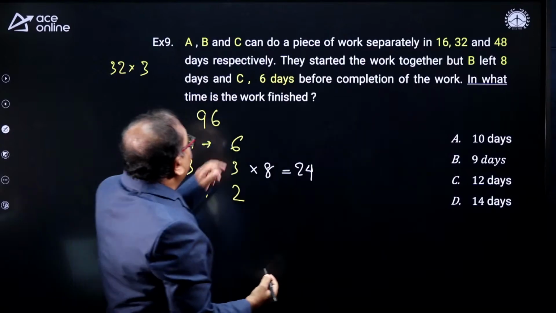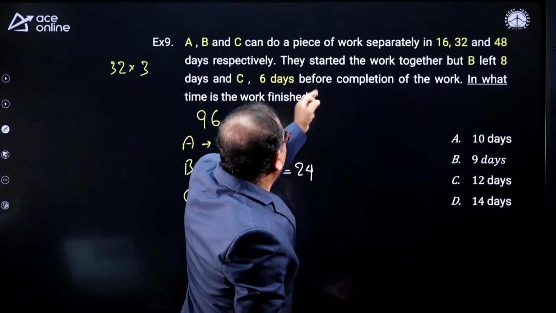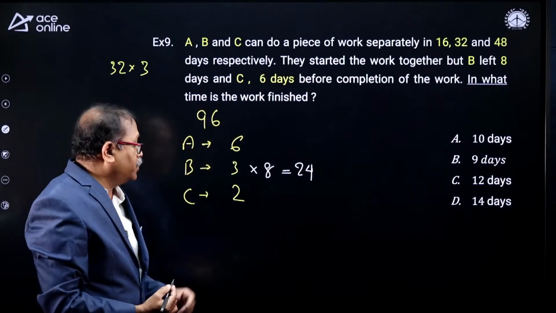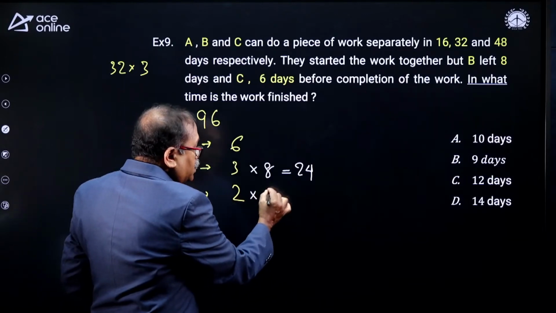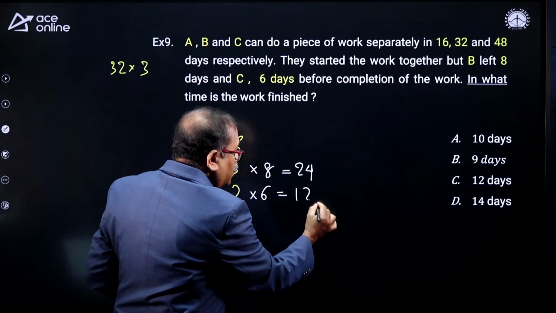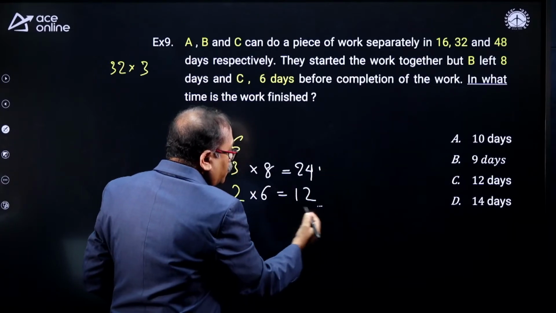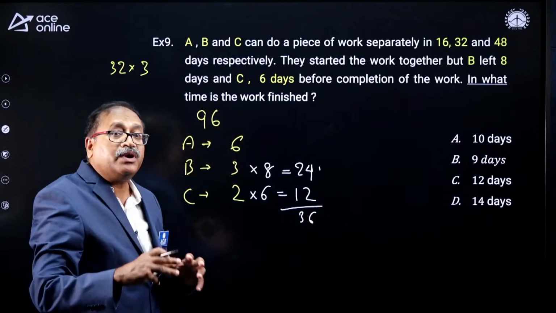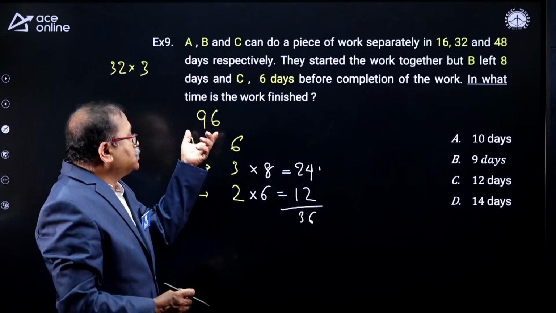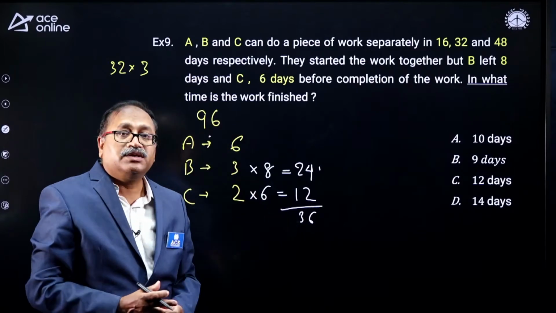Next one, my friends. What it says, and C left 6 days before completion of the work. That means how many units C left? Per day 2 units, and 6 days before, that is he left 12 units. The total number of units left is 36 units. Now my total work will not be 96, it is 96 plus 36.